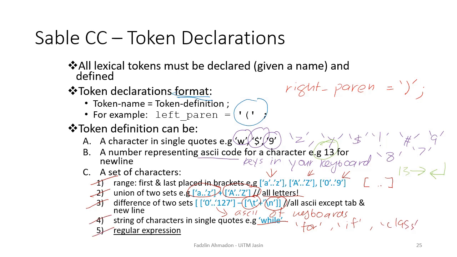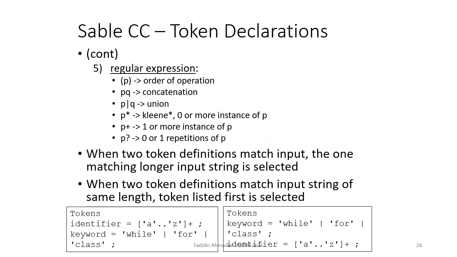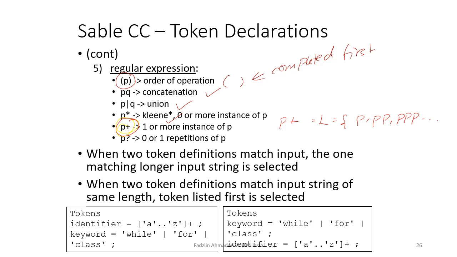And it can also be a regular expression. So what are the regular expression operations that you can do in SableCC? Just like the regular expressions that we have learned in the previous class, everything that is inside brackets must be completed first. So this specifies the order of operation. Next, you can do concatenation, union, Kleene star. Okay, this is something new: P plus. So what is P plus? P plus basically means one or more instances of P. So if I have P plus, my list of strings would be something like P, P P, P P P, and so on. Okay, and then P question mark. P question mark is 0 or 1. It's either you do not have P or you have a single P.